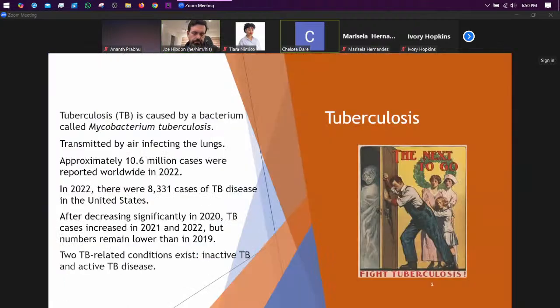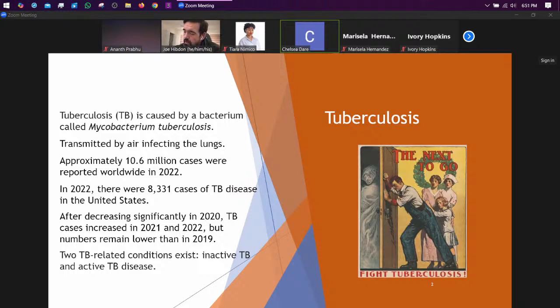Okay, so for a little bit of background, tuberculosis is caused by a bacterium called Mycobacterium tuberculosis. It is an airborne infectious disease, and approximately 10.6 million people had active TB worldwide in 2022. Incidence is smaller in the United States. In 2022, there were only 8,331 cases of TB.